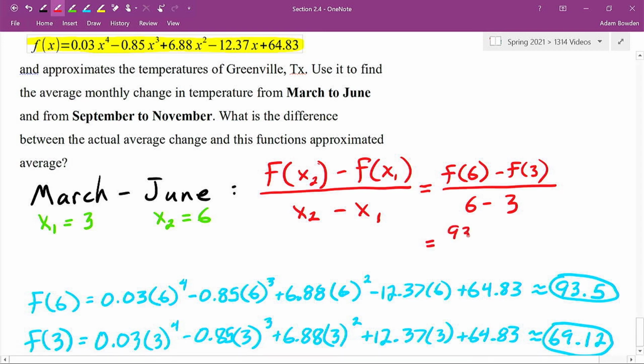So these are the numbers I have to use to calculate the average rate of change. On top would be 93.5 minus 69.12 divided by 6 minus 3. When I did the calculation there, I came out with approximately 8.13, and that just stands for degrees per month.